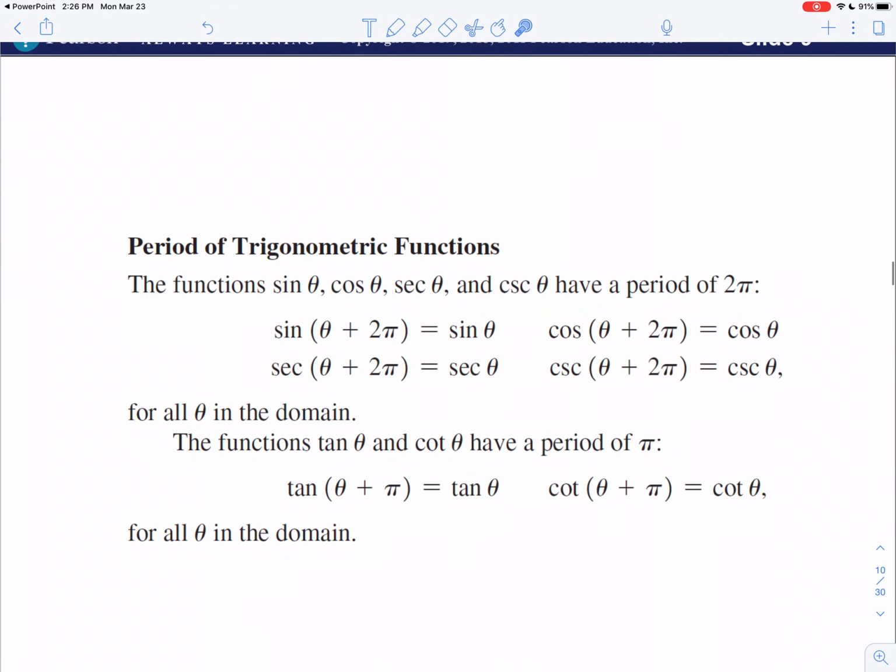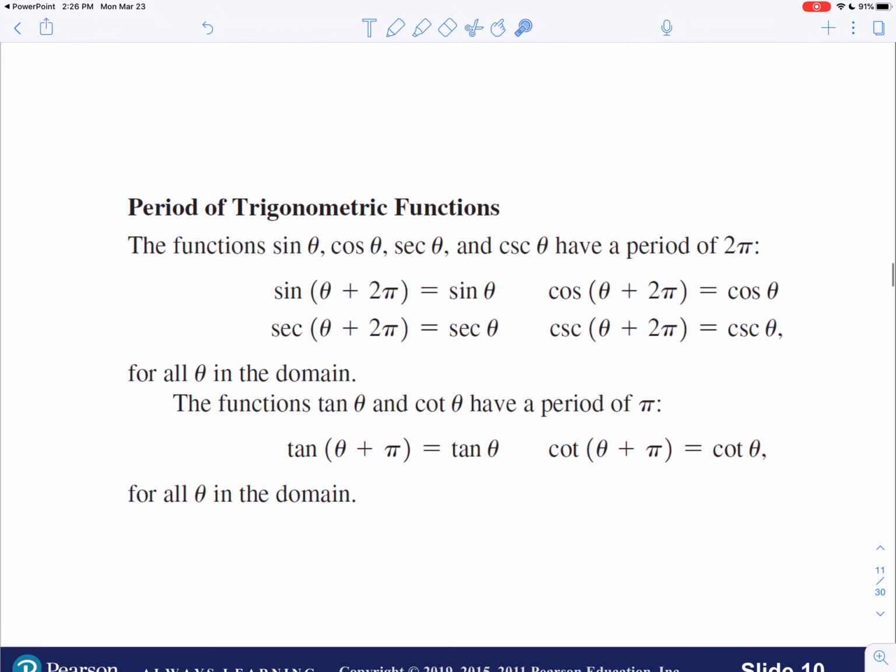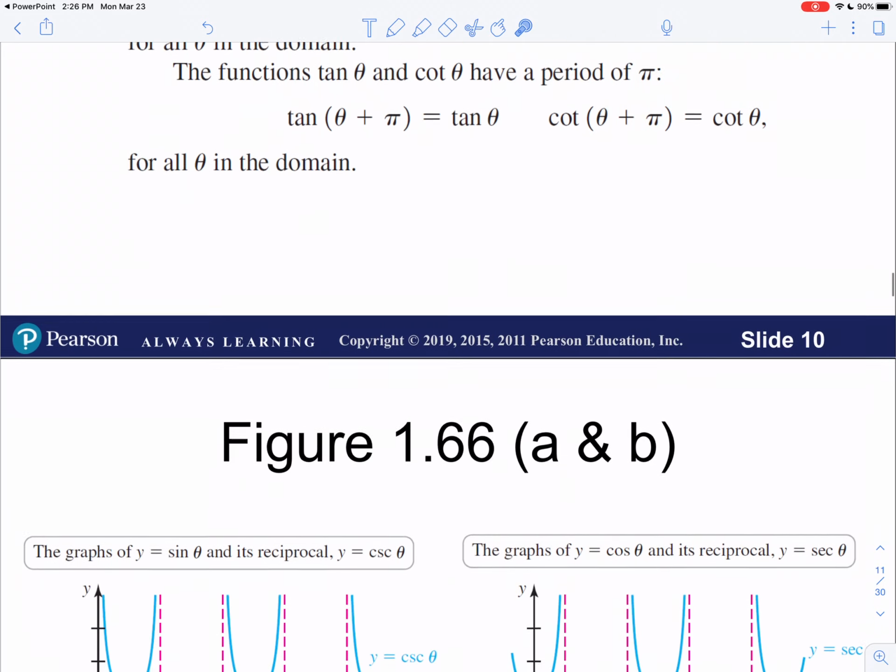Let me think about this. So the function of sine has a period of 2 pi. So sine, cosine, secant, and cosecant repeat every 360 degrees for their domain. And then for tan and cotan, they repeat every 180.